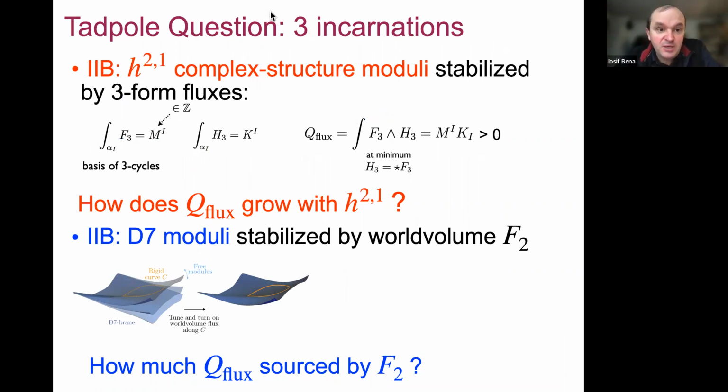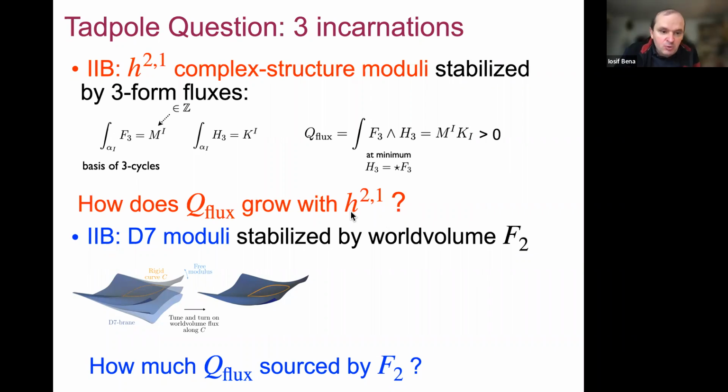You can go in type IIB, and you can say, okay, I have h^{2,1} complex structure moduli stabilized by 3-form fluxes. There are some F3 fluxes, some H3 fluxes. They form a basis. And the question is, how much is the Q sourced by these when all the fluxes are stabilized? And how does Q grow with h^{2,1}?